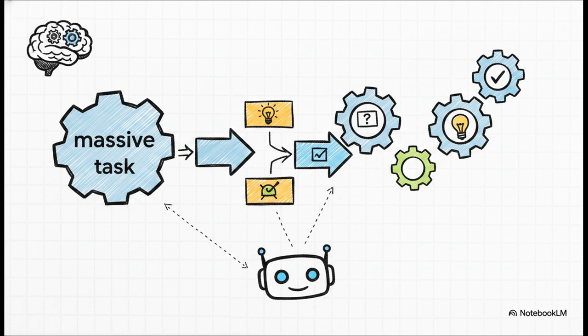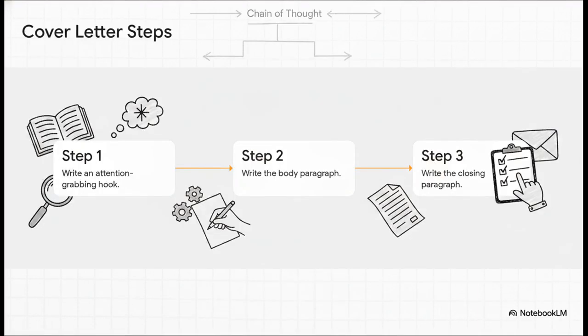It means dividing a single massive task into a series of smaller, more manageable steps. When you guide a large language model step by step, it has a much easier time producing accurate, highly consistent results compared to when you just ask it to do everything all at once. A perfect real-world application for this is writing a cover letter.